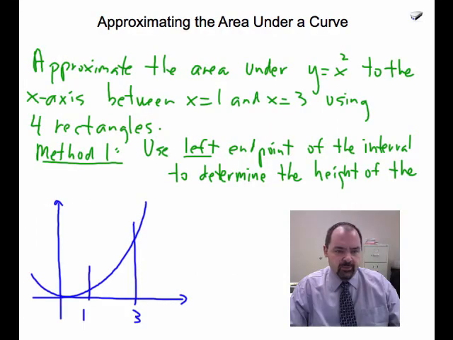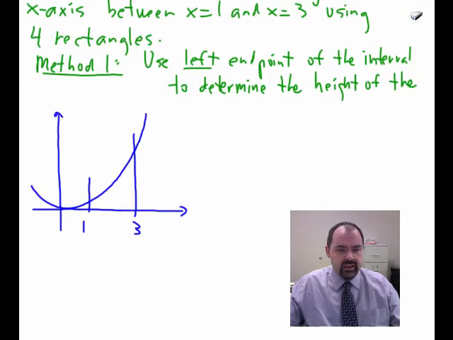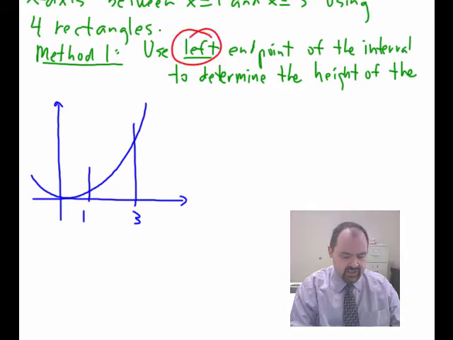Okay, let's approximate the area under the curve using this specific example. We have the function y equals x squared, and we want to approximate the area under the curve between x equals 1 and x equals 3. Using 4 rectangles, remember the more the better, but for now we're just going to do 4. And we're going to use the left endpoint to determine the height of each rectangle.